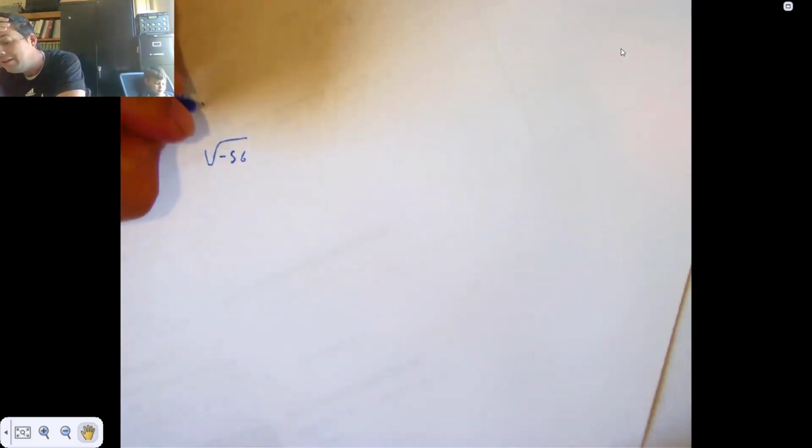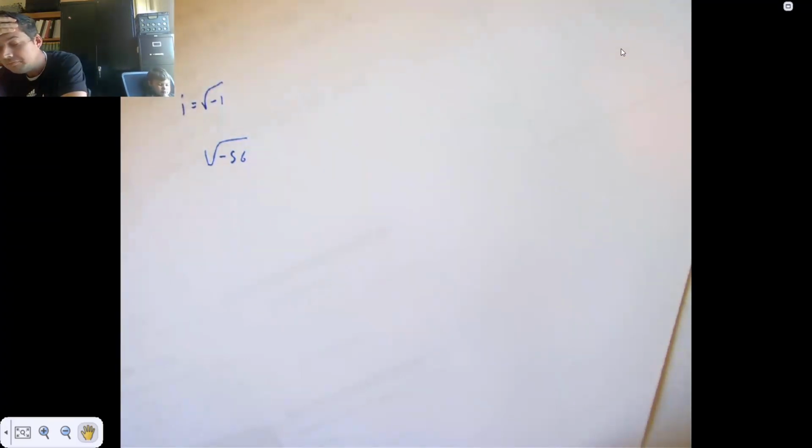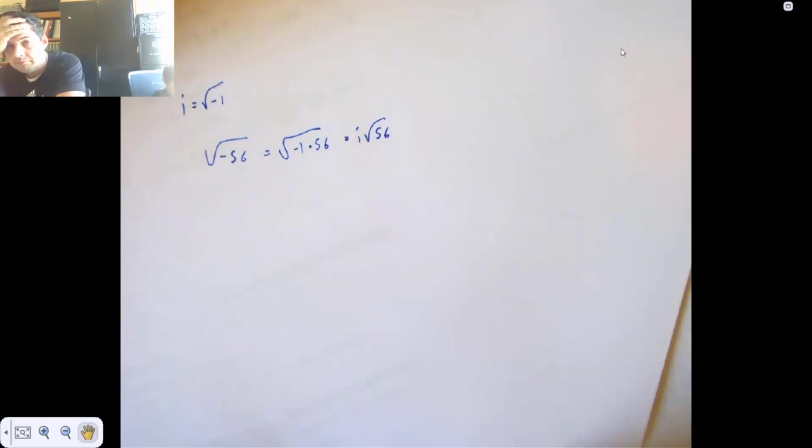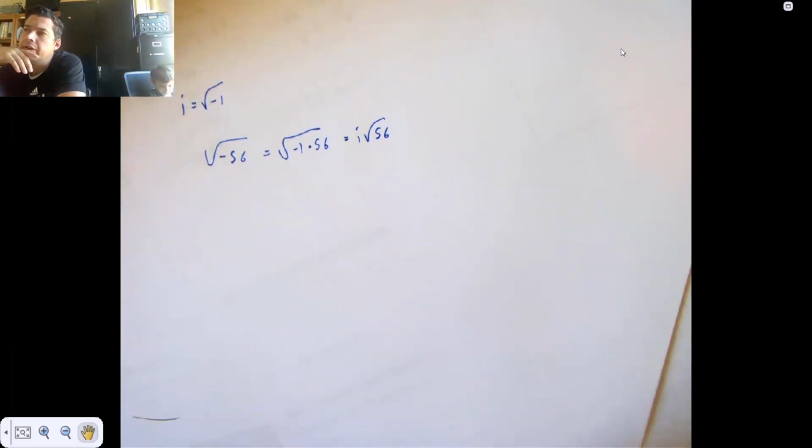So i was defined to be the root of -1. So here's what I do. I realize that this is the root of -1 times 56. Because I see the root of -1, I know it is i times the root of 56. So there's that part. Next up on this is simplification of radicals.